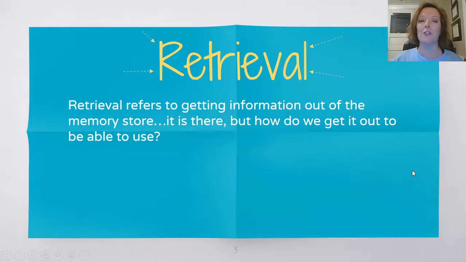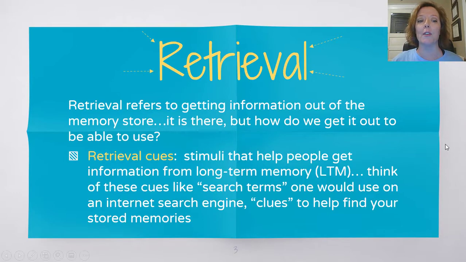Okay, retrieval refers to getting the information out of the memory store. You've encoded the memory, it's been stored, it's there, but how do you get it out to be able to use it? Well, one of the easiest ways to do that is retrieval cues. Retrieval cues are stimuli that help people get information from the long-term memory. So think of these cues like search terms. These are going to be like keywords that you put into a search engine to get information if you are doing some research on the internet. It's very similar, except for these are clues to help you find your stored memories.